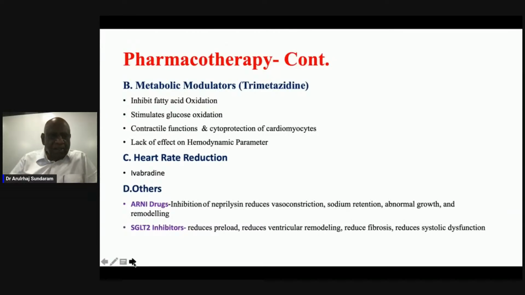Other recent drugs are the ARNI group of drugs, that is angiotensin receptor inhibition and neprilysin inhibition, which reduce vasoconstriction, sodium retention, and abnormal growth, and are key heart failure drugs in chronic heart failure. SGLT inhibitors, introduced as anti-diabetic drugs, have been found to have many positive effects on the cardiorenal side, and are being used as a key drug today.